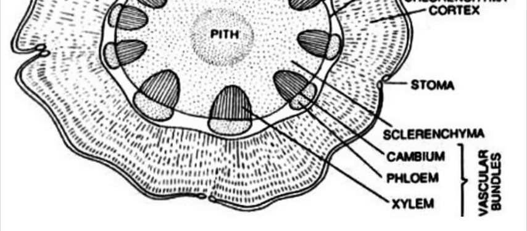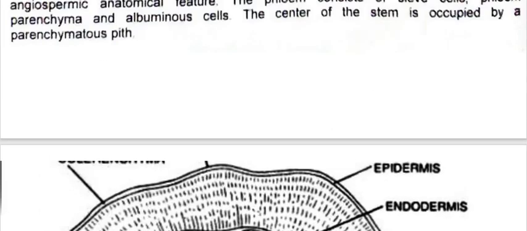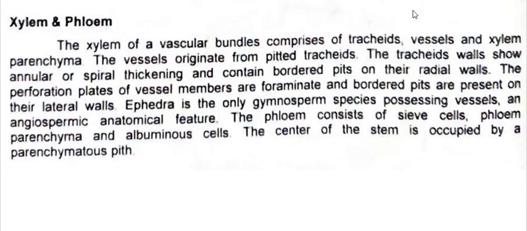The xylem and phloem present in these vascular bundles have different components. The xylem consists of three components: number 1 tracheids, number 2 vessels, and number 3 xylem parenchyma. The vessels present in Ephedra originate from the tracheids. The walls of the tracheids show thickenings which are annular and spiral, and on their radial walls bordered pits are present.